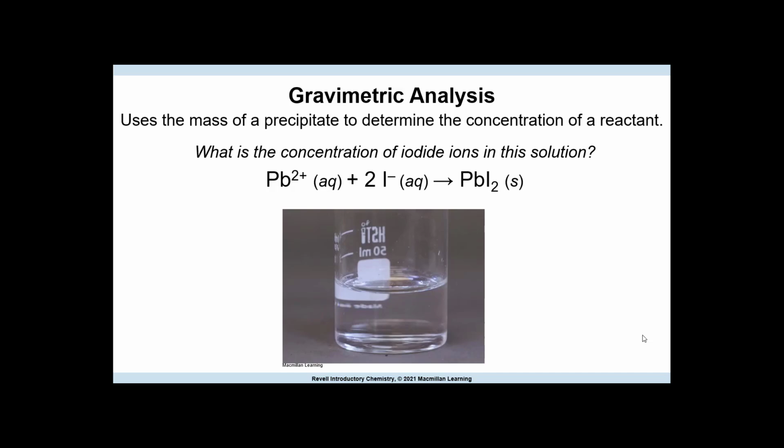Okay, so to determine the concentration of ions in solution, chemists often use a technique called gravimetric analysis. In this technique, the mass of a precipitate is used to determine the concentration of the reactant. For example, suppose a chemist needs to find the concentration of iodide ions in a solution. How to do this? Recall that iodide ions react with lead-2 ions to produce lead-2 iodide as an insoluble precipitate, and you can see that from the reaction right there.